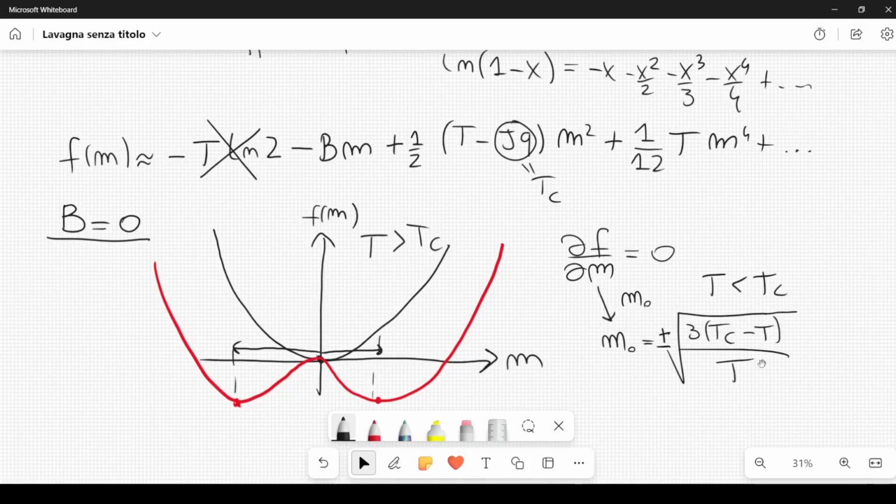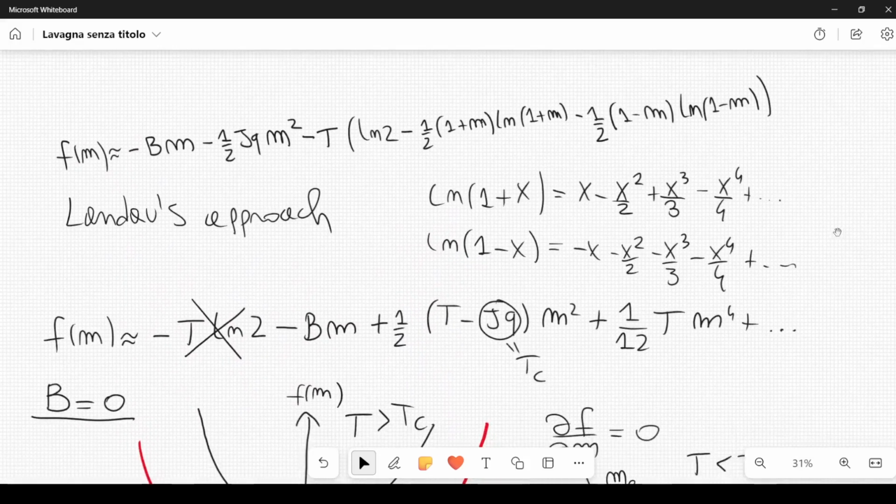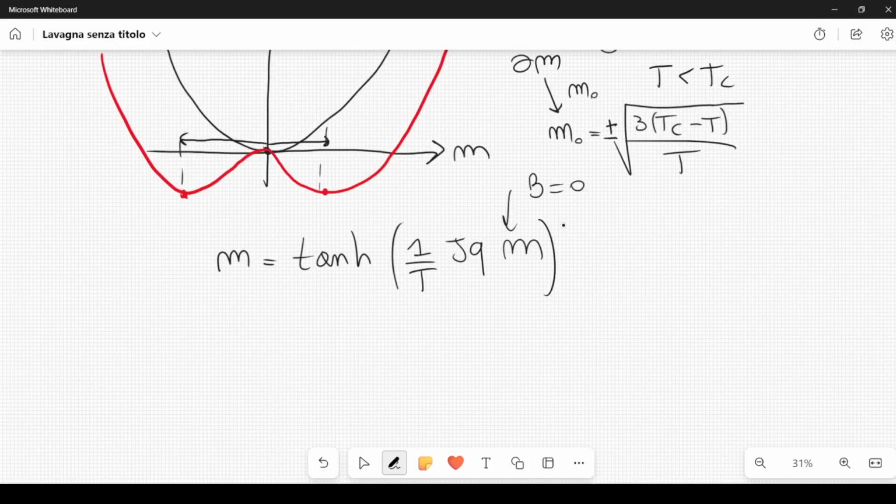Okay? Then another important thing that we have to mention is the following. Remember that in general, when we consider the generic expression for f of m, which is this one, before expanding the natural logarithms, we have found that if we calculate the derivative of f of m with respect to the magnetization and we set it equal to 0, we get an equation of the following form: m equal to the hyperbolic tangent of beta, which is 1 over T, times J times q times m. In this case, remember that B is equal to 0, so we found the expression also with the magnetic field, but if we set the magnetic field equal to 0, this is what we get. And J times q is equal to Tc.